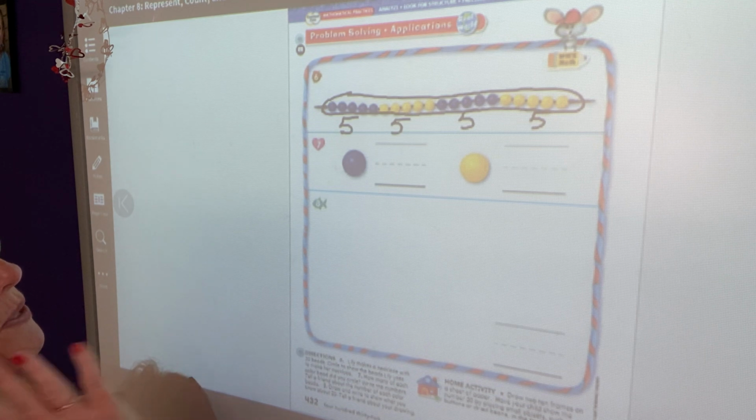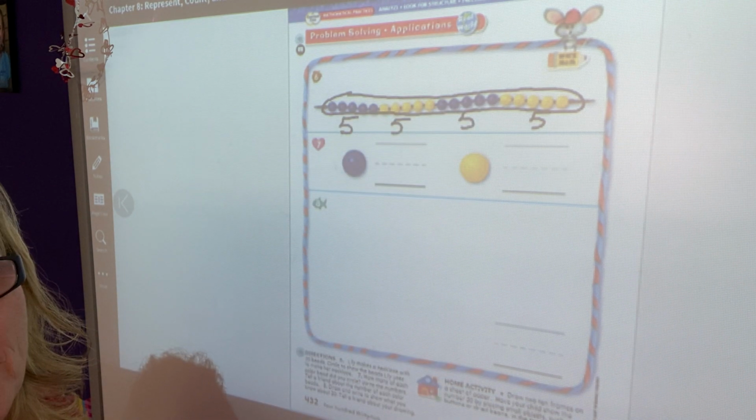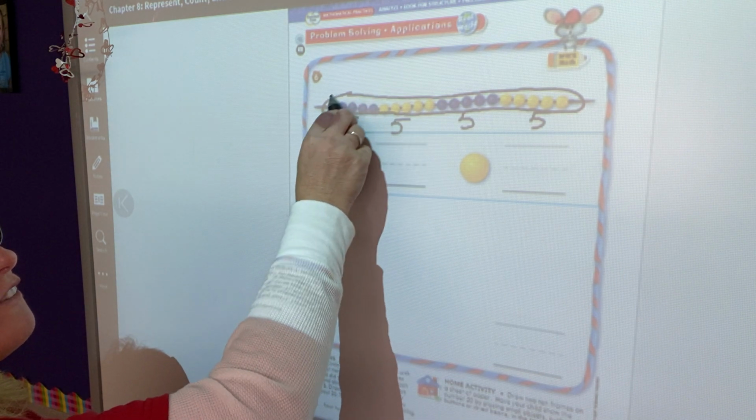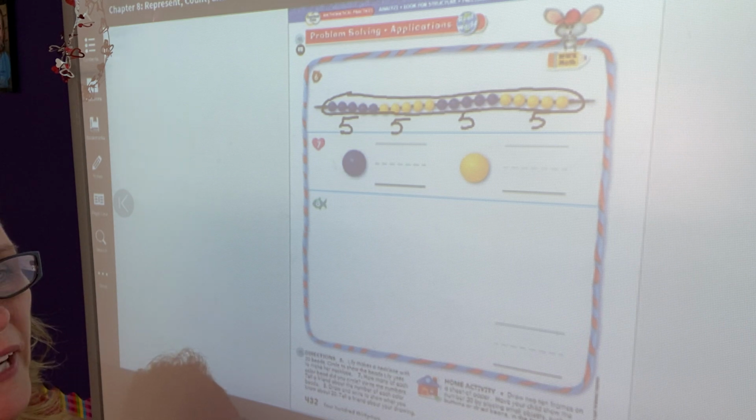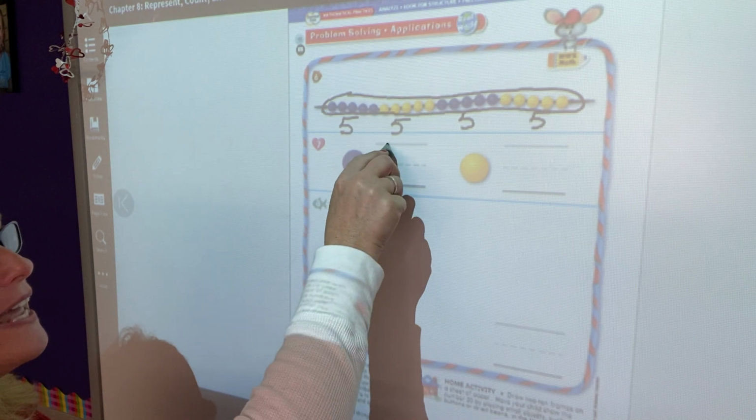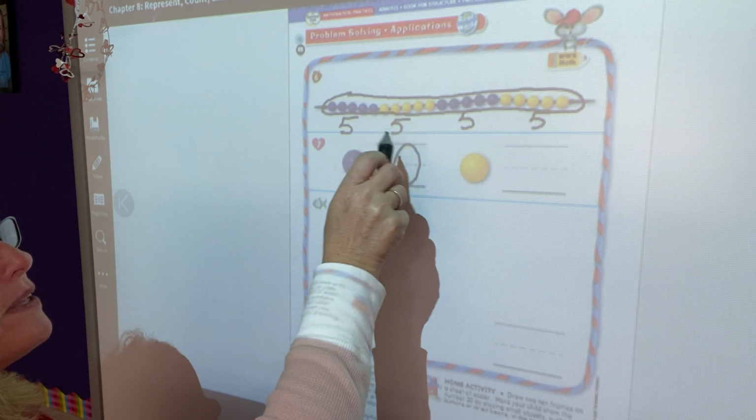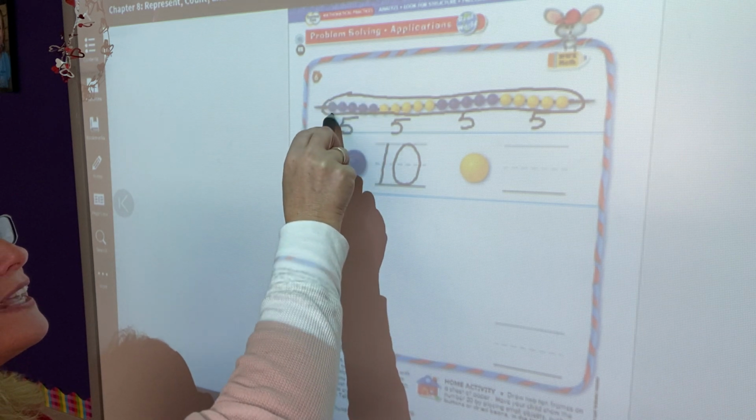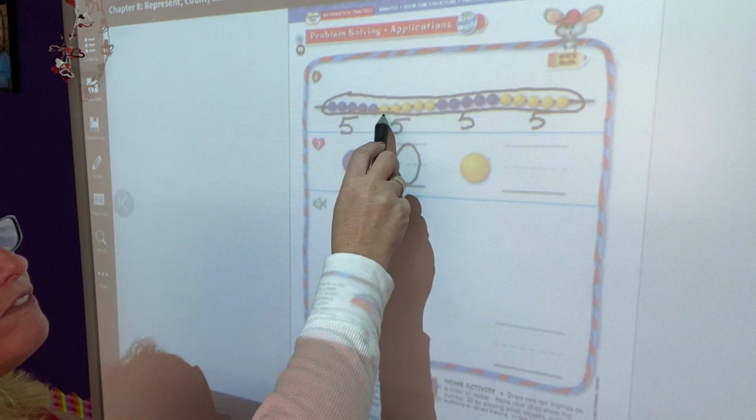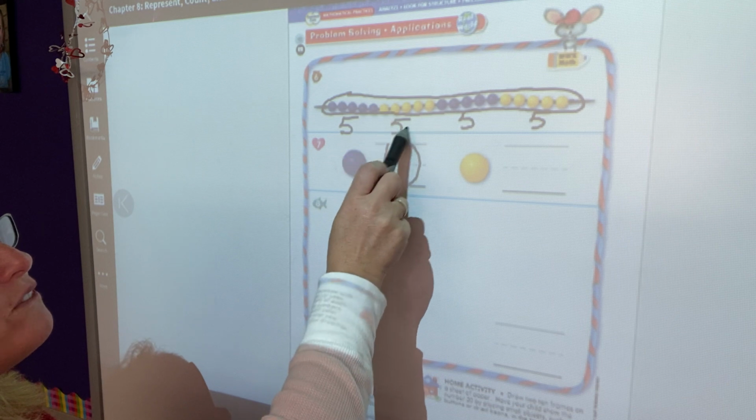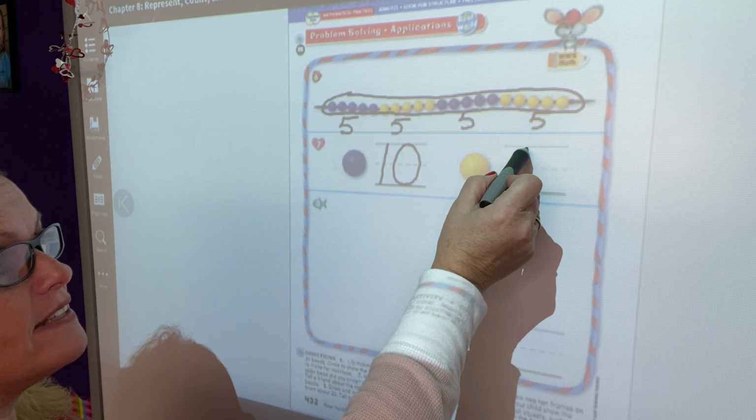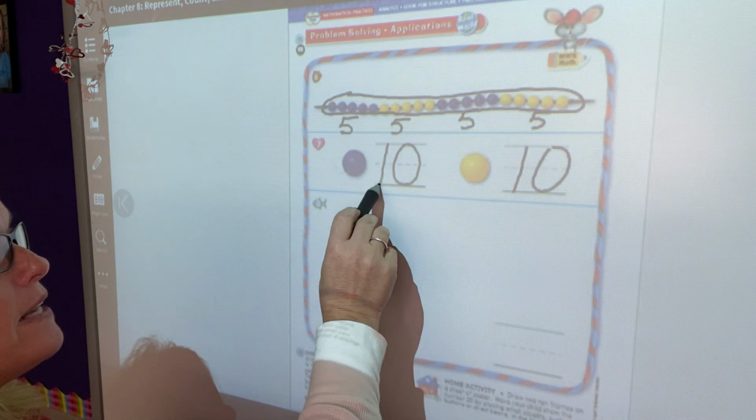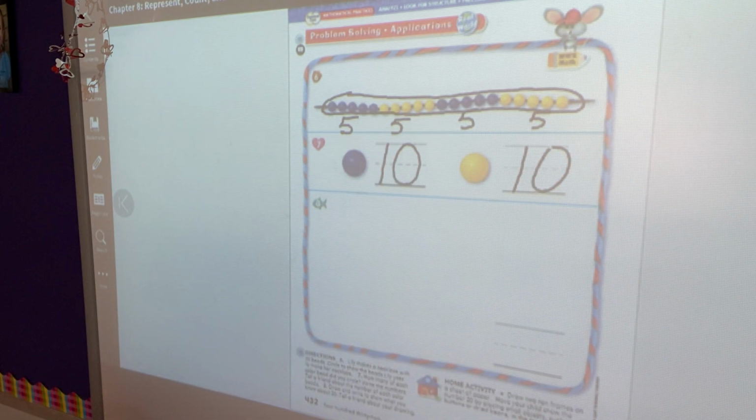The next thing I want to know is how many blue beads did I put on that necklace? Well, there are 5 blue beads here and 5 blue beads here. You know, what is 5 plus 5 more? It is 10. If you did not know what 5 plus 5 is, you could always touch and count them individually. Now we need to know how many yellows. Well, we have 5 yellows and 5 yellows. 5 and 5 is 10. So there are 10 blues and 10 yellows.